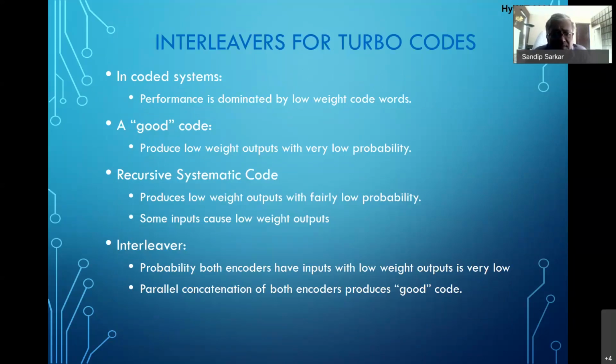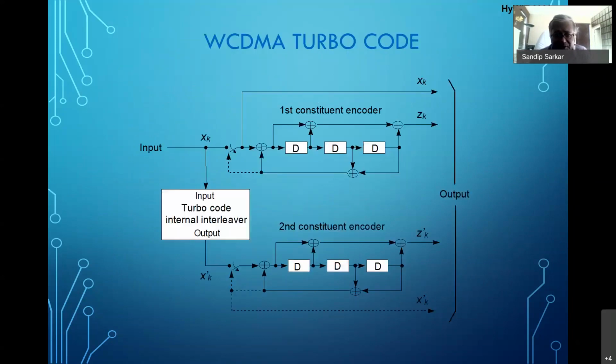In a coded system, of course, a good code will produce low weight outputs with very low probability. And recursive systematic codes will produce low weights with fairly low probability, but then the interleaver will make sure that these are roughly mapped to high weights in the other one. So parallel concatenation of both encoders typically produces a good code, as I explained to you.